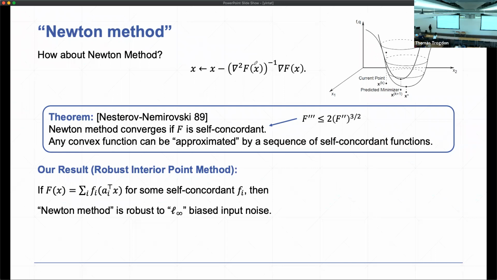In this talk, we will focus on generalized linear models. So our F is always of this form, a sum of a bunch of Fi. And what we will discuss is that if you use the reduction, you can always make sure Fi is self-concordant. And when Fi is self-concordant, it turns out Newton method is robust under certain L infinity loss. I will be more precise in the next slide or so. And what we'll mainly discuss is how we use this fact to get a very surprising runtime improvement.